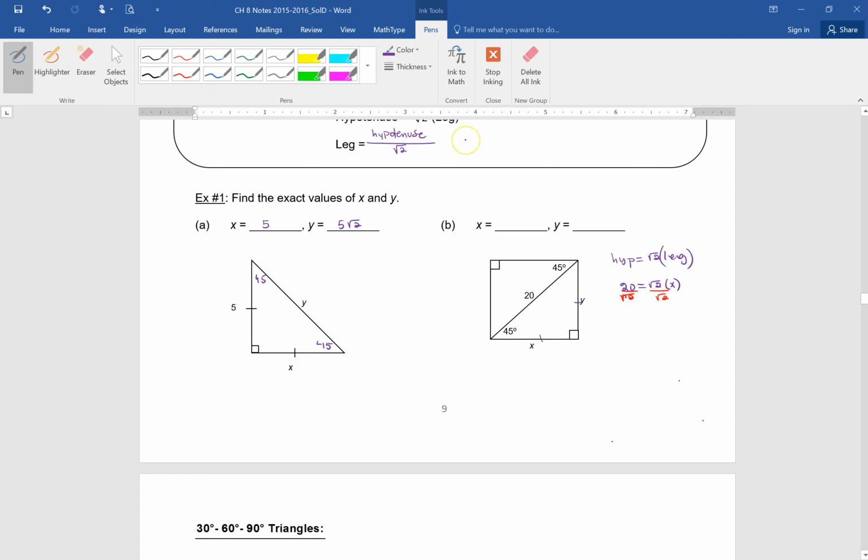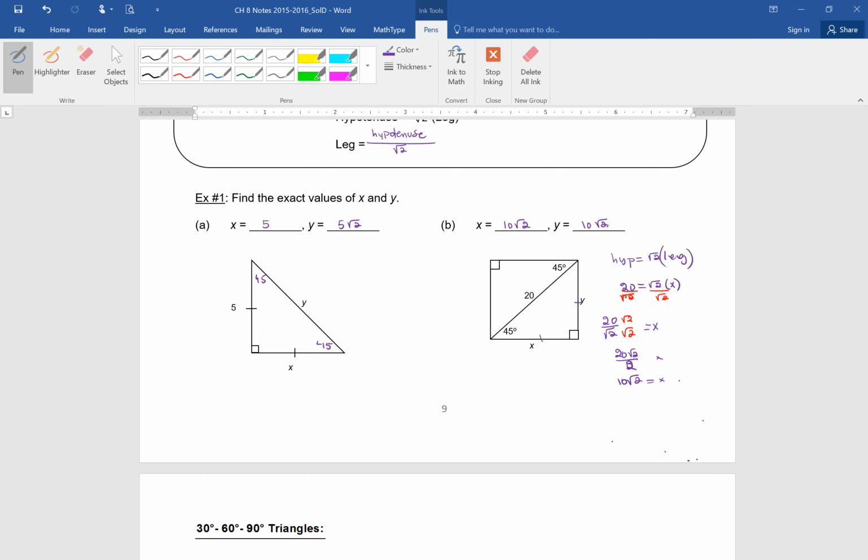So now x is equal to 20 over root 2. But what do we do to that? Rationalize. So x is how big? 20 root 2 over 2, which is really 10 root 2. So x is 10 root 2, and y is also 10 root 2, because they're equal to each other.